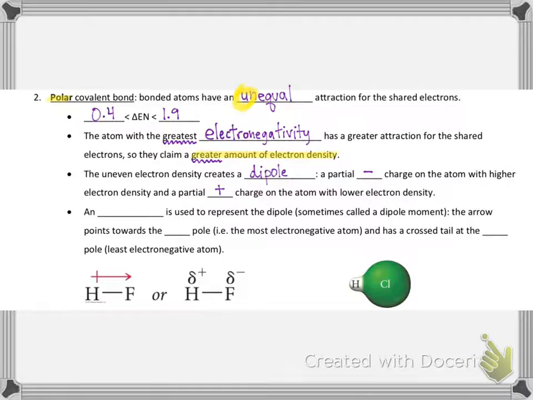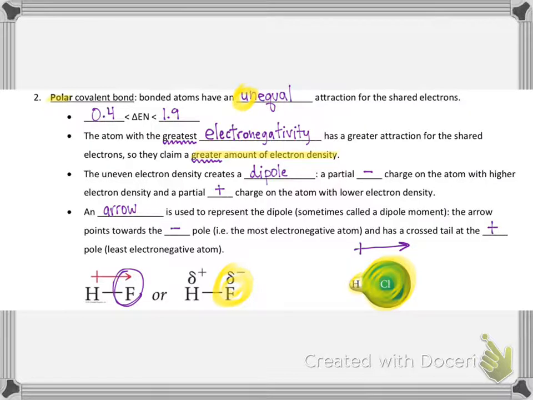And we use an arrow to represent the dipole moment. The arrow is going to point towards the more negative pole, the more electronegative atom, and it has a cross tail, which kind of looks like a plus sign, at the positive pole, which is where the least electronegative atom is. So if you are looking at hydrofluoric acid or hydrochloric acid, of course, fluorine and chlorine are going to be way more electronegative. So that means when you're looking at their electron density, there's going to be such a greater crowd of electron density around the more electronegative atom. Look at hydrochloric acid. Chlorine is stealing all the electrons and poor little hydrogen barely has any. That's what creates the dipole.